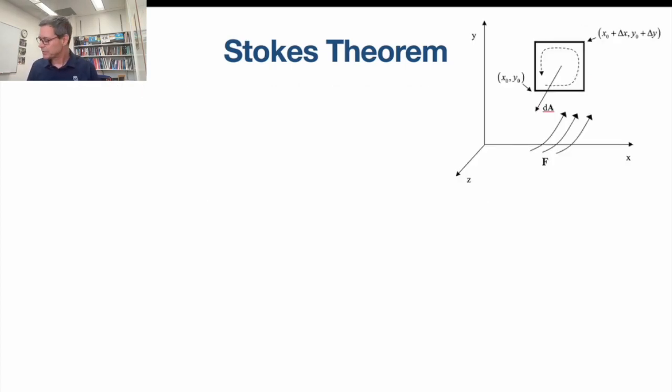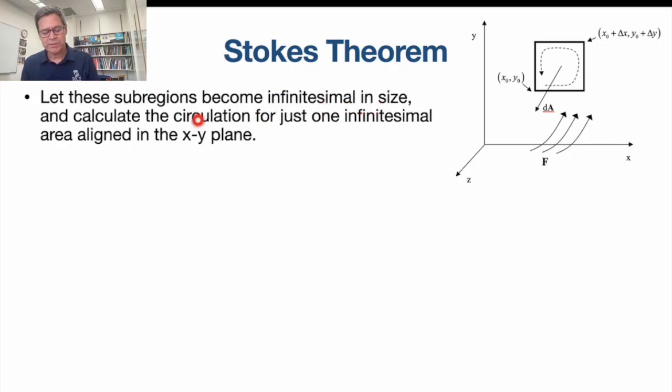All right, so in this case, we let the regions become infinitesimal in size, and we calculate the circulation for just one infinitesimal area, which I'm going to align for the moment in the xy plane. So here's x, there's y vertical, z's coming out of the screen, and here's my infinitesimal subregion, which I'm going to take to be a square. I could just divide any arbitrary shape into a sum of an infinitely large number of infinitesimal squares. All right. And we're going to have to compute the circulation for each one of these individual infinitesimal squares. So we're going to see what we get.